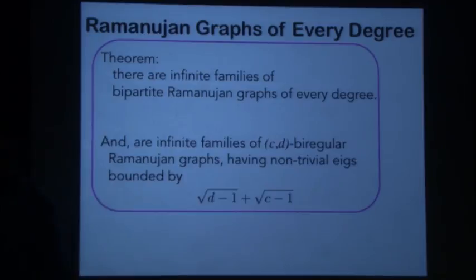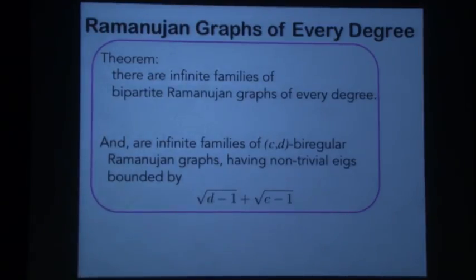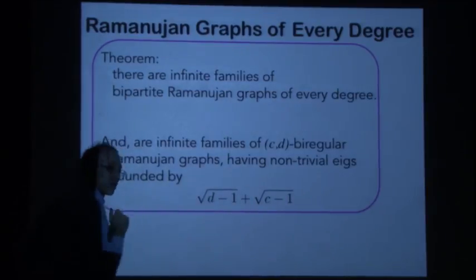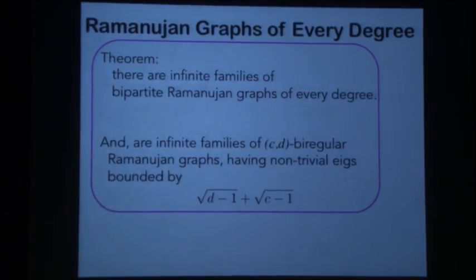Okay, so in this case, we can also construct infinite families of Ramanujan graphs of this type, where the analog of the Alon-Boppana bound is that the non-trivial eigenvalues can at most hit root D minus 1 plus root C minus 1. And by the same proof I'll give you for the regular case, it's a very simple translation. One slide at the end tells you you can do this as well. And I don't think we had any explicit constructions of anything like this before.